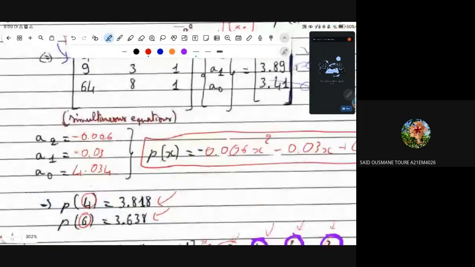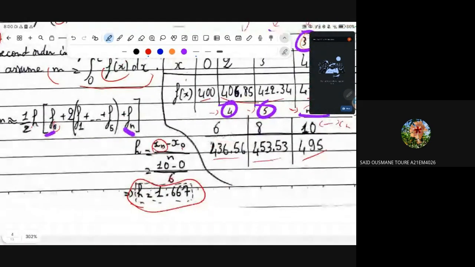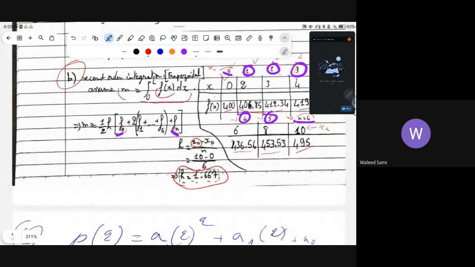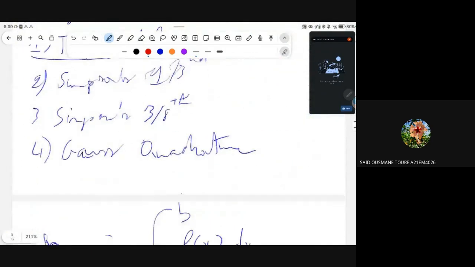So I put here 10 minus 0 over n. Since n equals 6, already determined, it's x6 minus x0 over 6, so 10 minus 0 over 6. It's going to be 1.667. This is what I will put back as the value here for 1 over 2h.